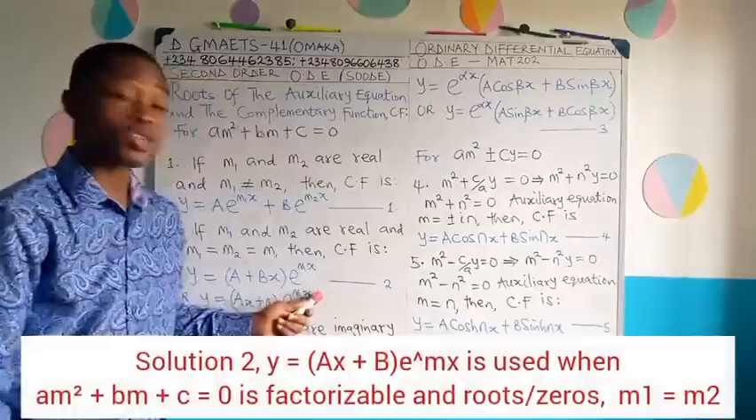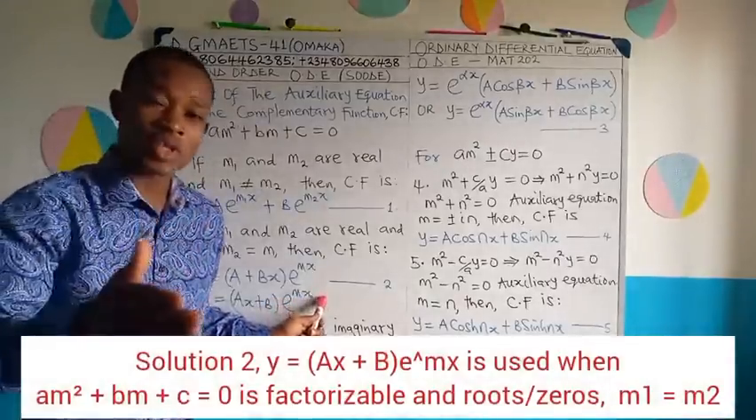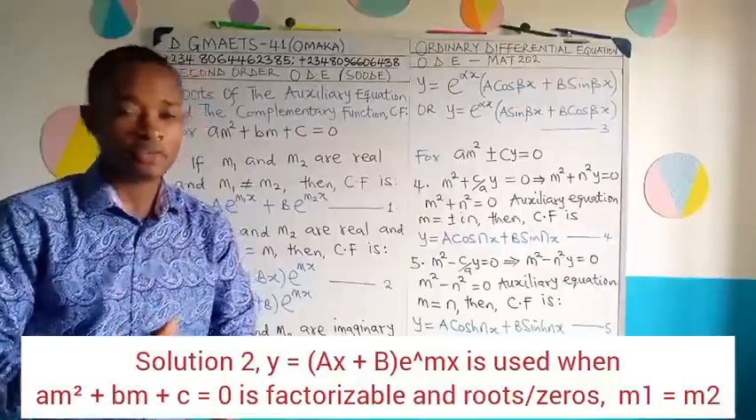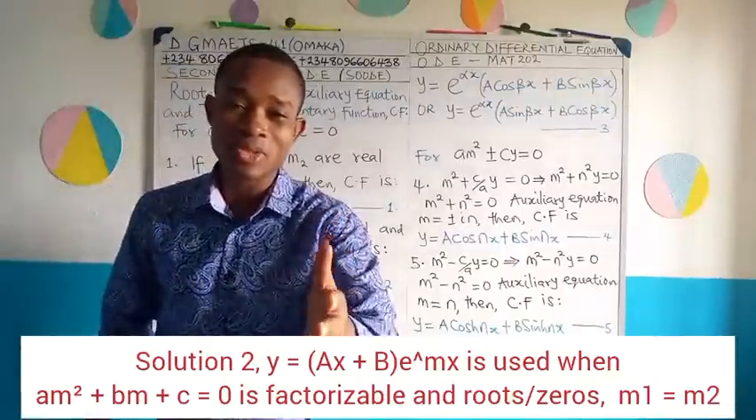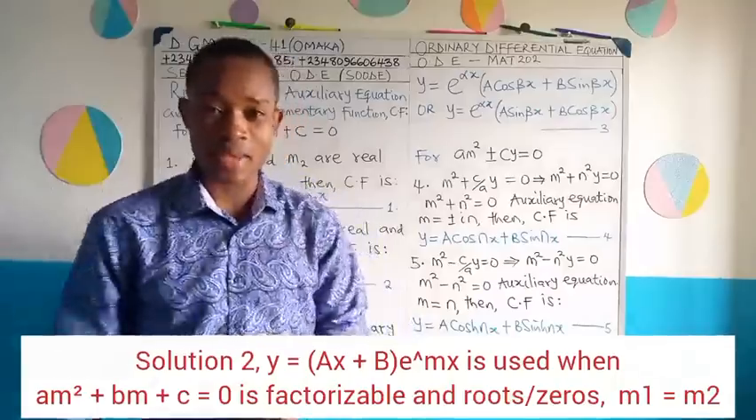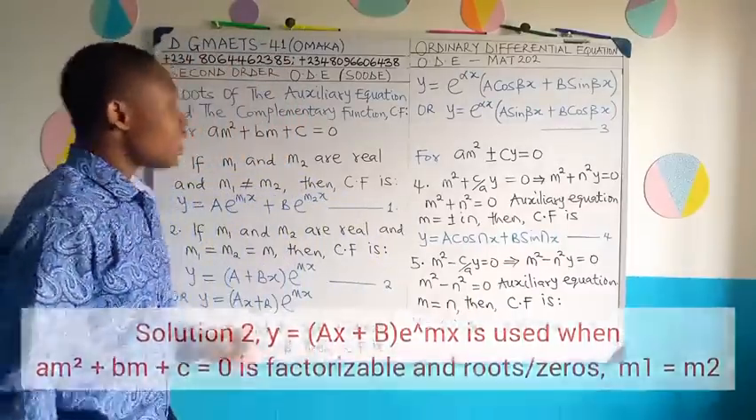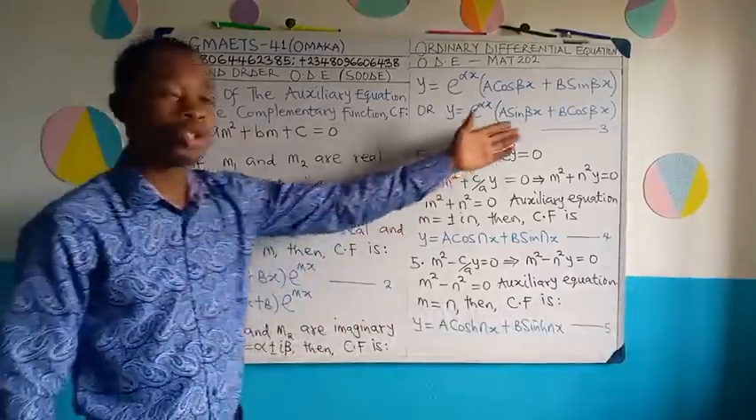Alright, this second solution is also used when the auxiliary equation is factorizable. And of course, you get the root of the equation to be real numbers such that the roots m1 and m2 are the same. Let us now move on to the third solution.